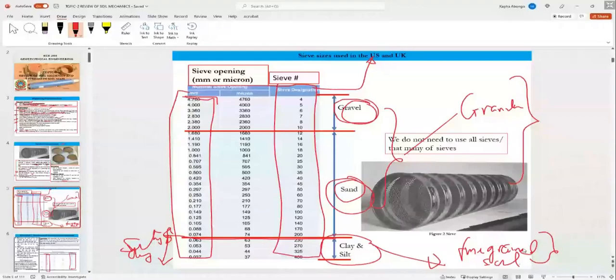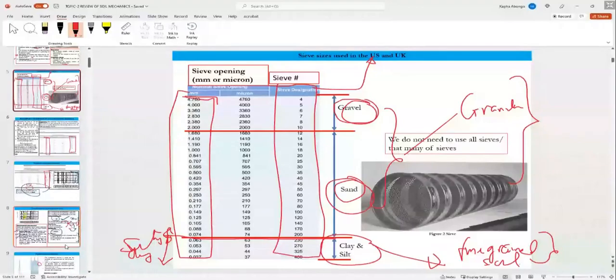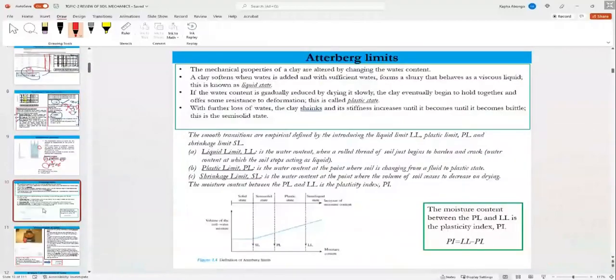That brings us to one thing, the consistency of fine-grained soil, and that behavior depends on the amount of water in the soil. When we add water to fine-grained soil, it changes consistency from dry to wet, so its behavior would depend on the amount of water.